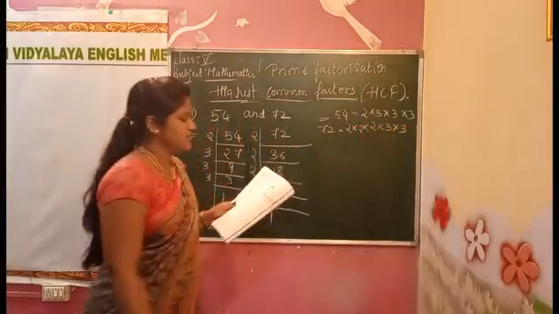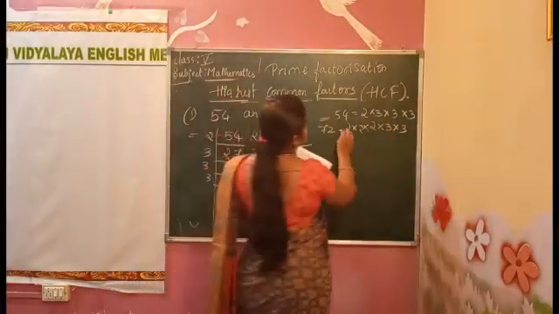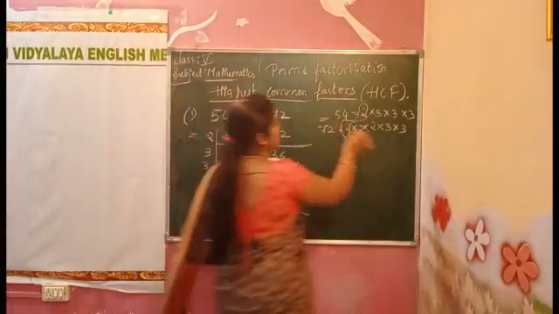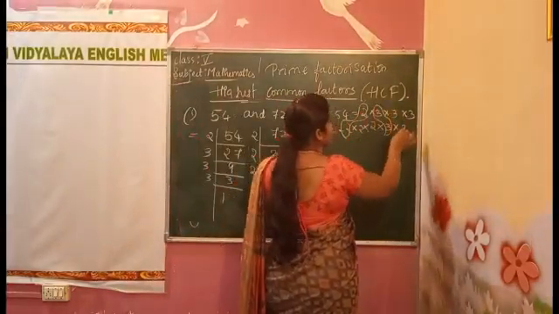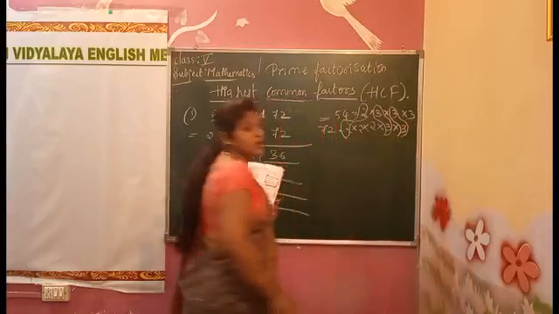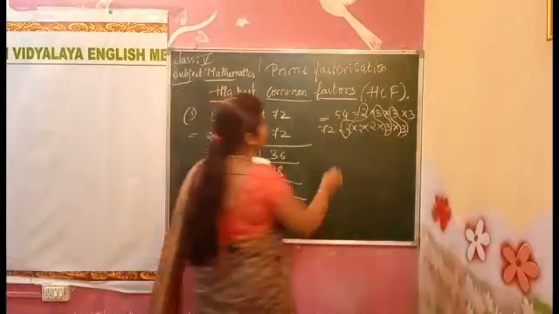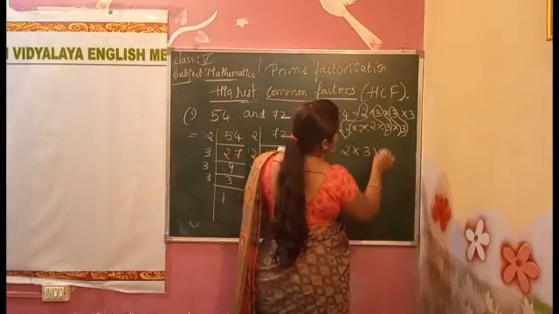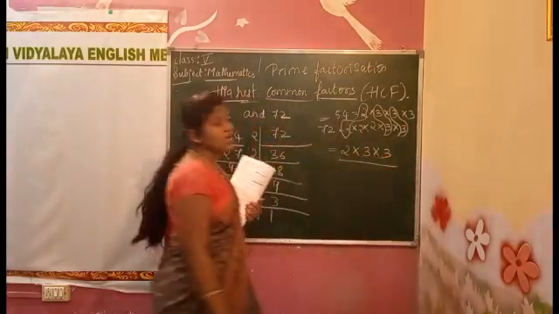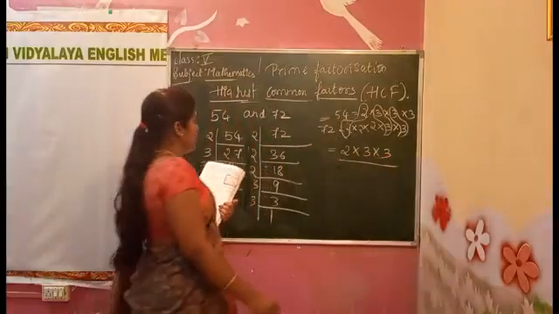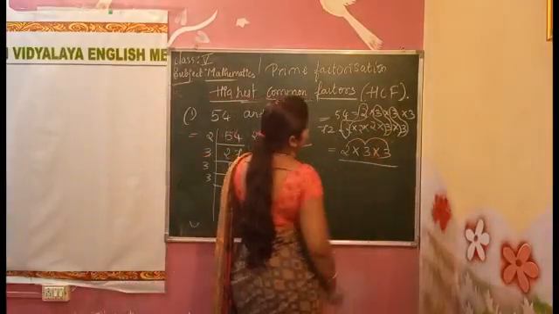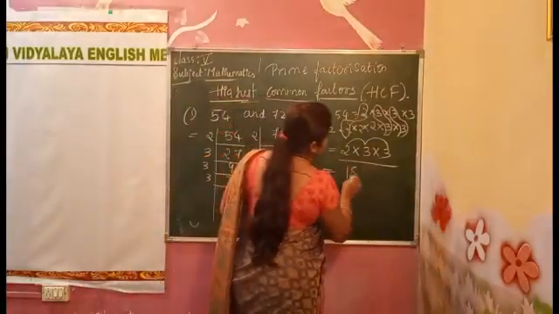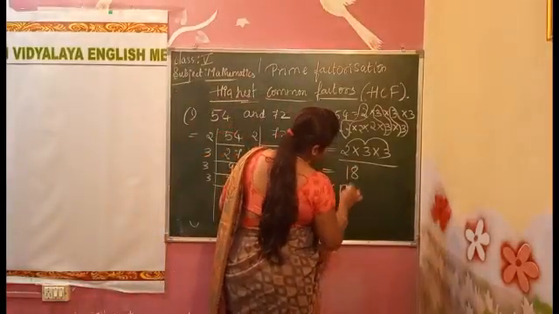Which are the common factors here? 2 is the common factor. In both numbers we have 2. After that we have 3 on both sides. One more 3 we have on both sides. How many numbers do we have? 2 into 3 into 3. These three numbers are the common factors. Now what we have to do? Multiply all these numbers. 2 3s are 6. 6 3s are how much, children? 18. 18 is our HCF.